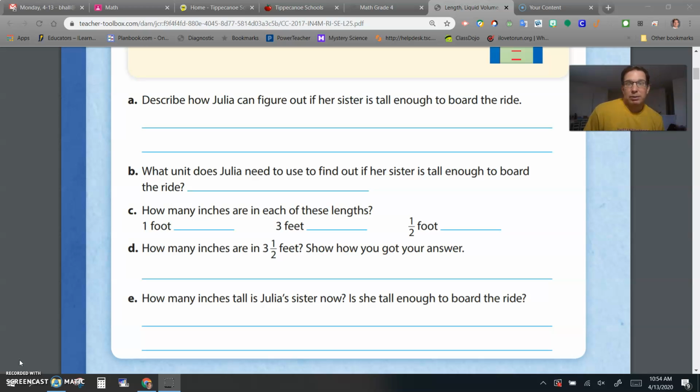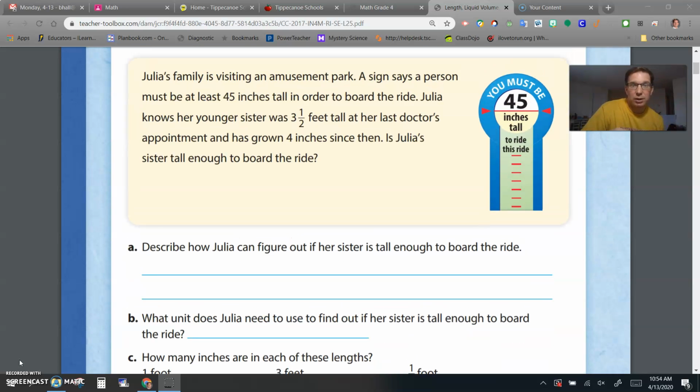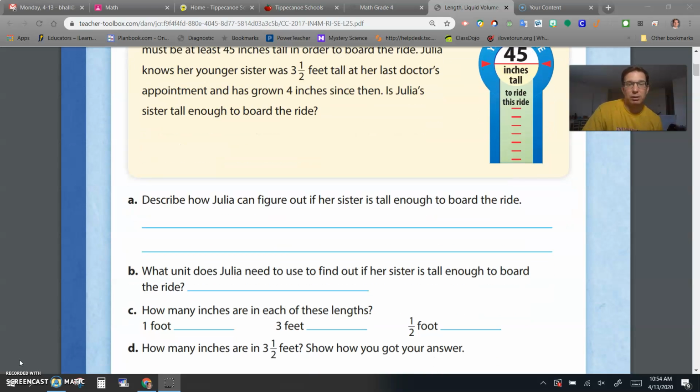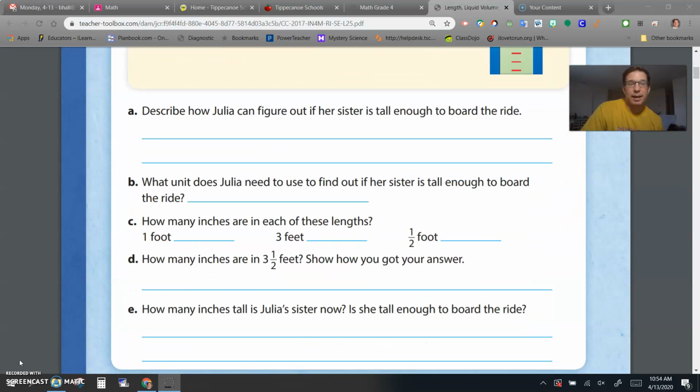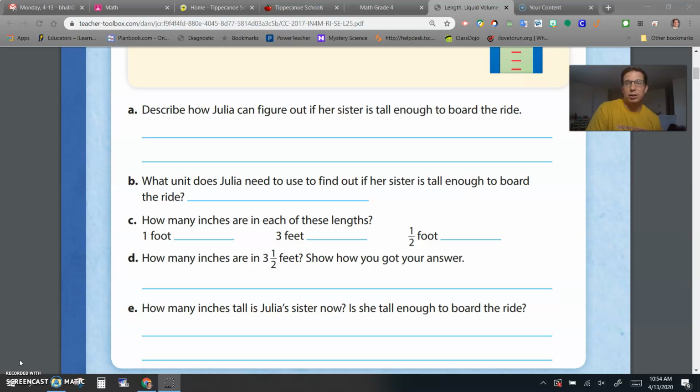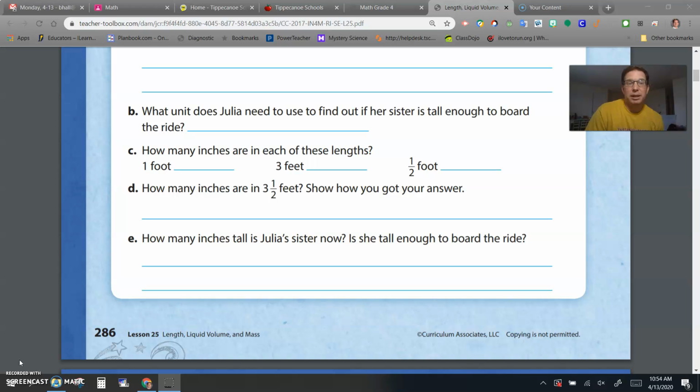Well, you have to figure out how tall she is, and it has to be all in inches, because if we look back at our problem, it says 45 inches, and we know 3.5 plus 4 inches is what we're going to have to eventually figure out. So we're going to have to convert it all to inches, then add it together. In B, what unit did Julia need to find out if her sister is tall enough for the ride? I just answered that. You should write down inches on B.